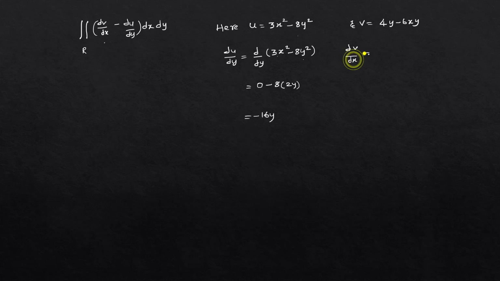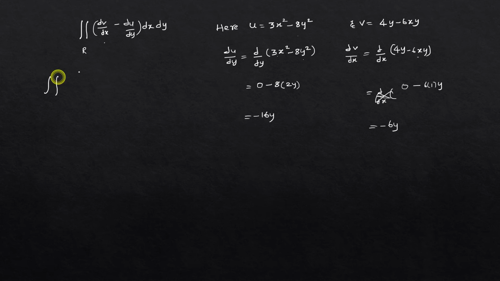Now we have to find dou v by dou x. That means we differentiate with respect to x, dou by dou x of v, dou by dou x of 4y minus 6xy. When we differentiate y with respect to x, it will become 0, and minus 6 into, when we differentiate x with respect to x, it will become 1, and since y is a multiplying constant, we write it as it is. So the answer is minus 6y. Now substitute them in the respective values.